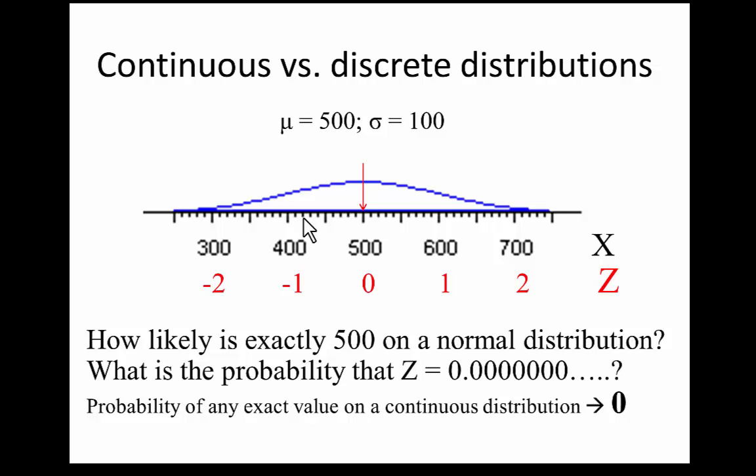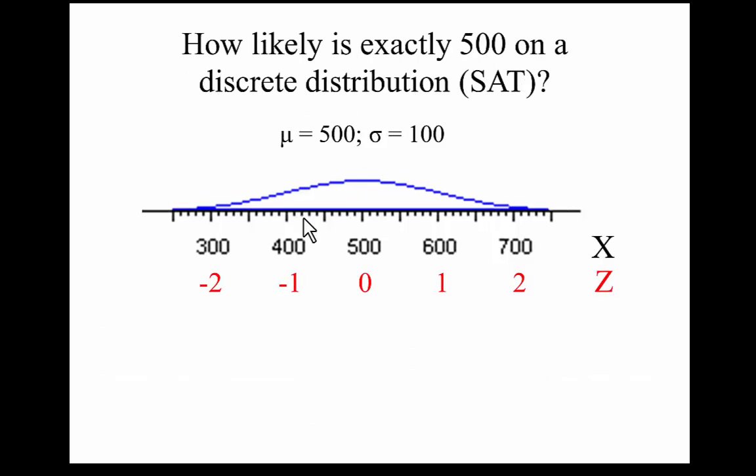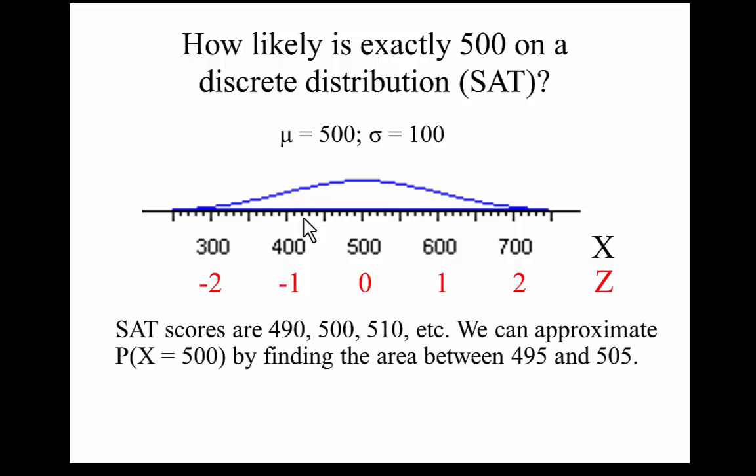Well, for a discrete distribution, there is a real probability associated with a particular value. For example, if we had SAT scores distributed in intervals of 10, you may have an SAT score of 490 or 500 or 510, but not 502. To estimate the probability of a score of 500, we could approximate this by finding the area between the real limits of that interval on the normal distribution, and that would be 495 and 505. So we would be looking for a discrete interval on this continuous distribution.